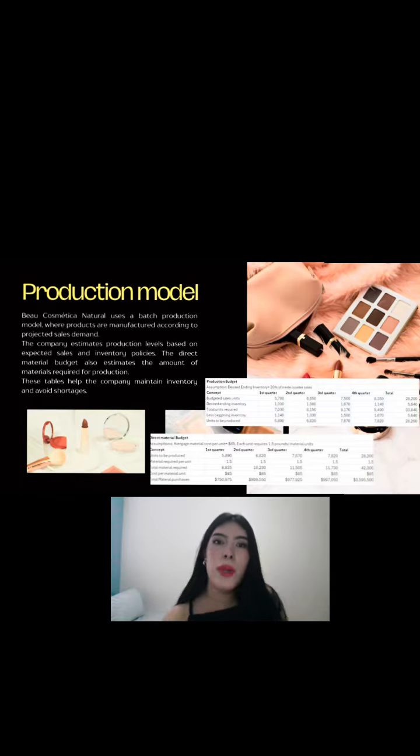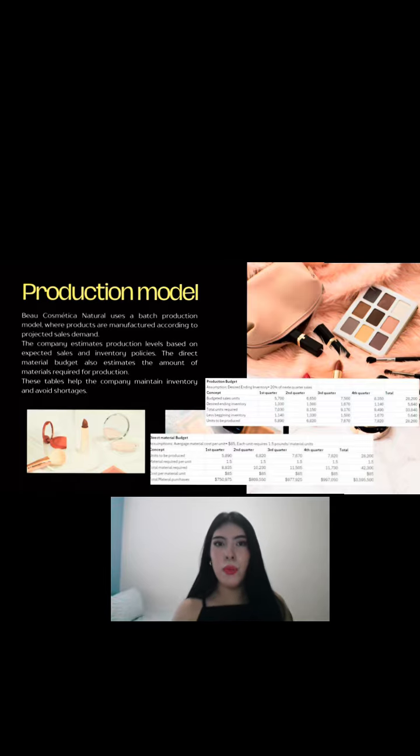In Beo Cosmética Natural, we use a batch production system, meaning that we produce according to the projected sales demand. First, we estimated sales for each quarter: 5,700 units in the first quarter, 6,650 units in the second quarter, 7,500 in the third quarter, and 8,350 in the fourth quarter. Our company also keeps a safety inventory equal to 20% of the next quarter's sales, avoiding shortage.